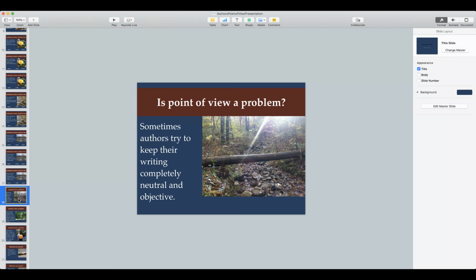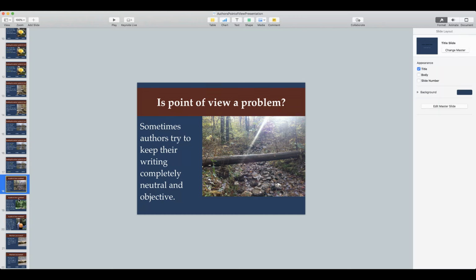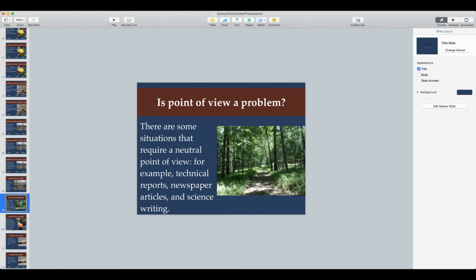So, is point of view a problem? Sometimes authors try to keep their writing completely neutral and objective. That means they completely just give facts. And there are some situations where this is required. For example, a technical report where you have to say how something works. You're not going to give an opinion. You're going to give the facts, the information. Newspaper articles, a lot of them do just give the facts, but sometimes those writers give their opinion too. If you read a sports report, they might give you the facts, but depending on who the writer is, he or she may give you their opinion on the game or the players.